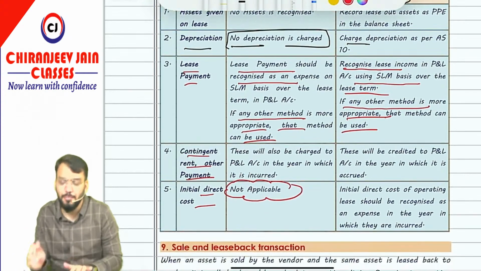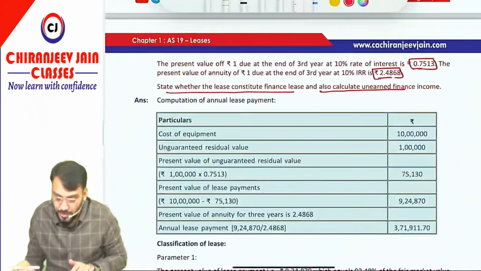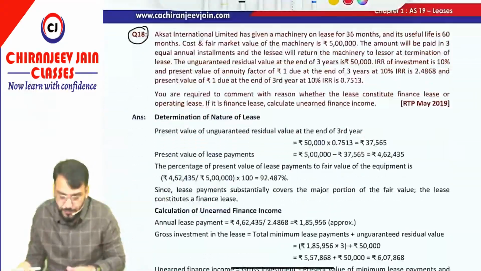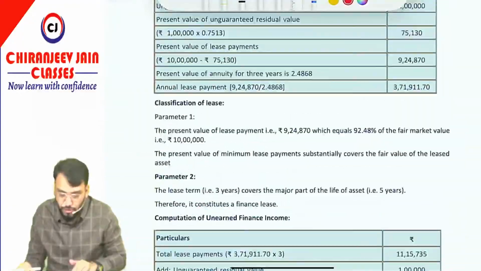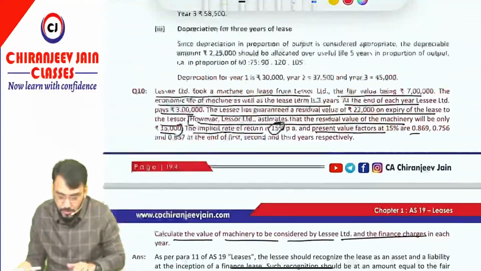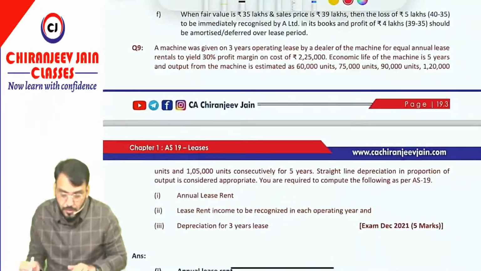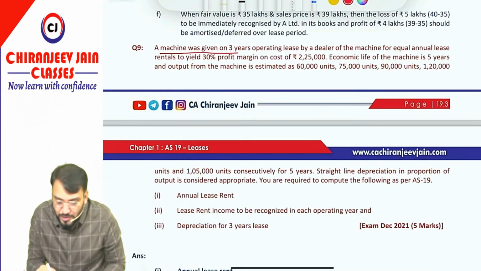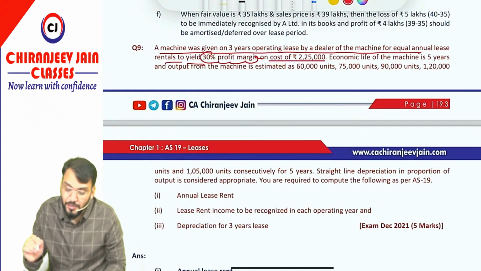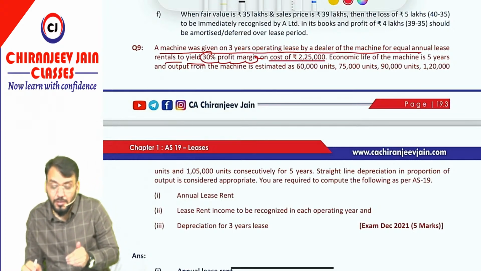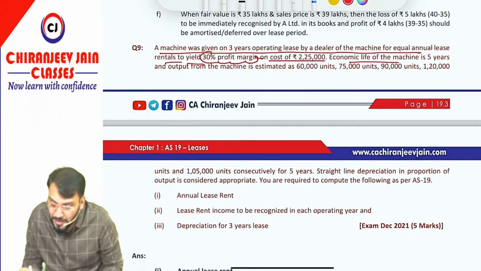So this is very simple. Let me take one question. That is an expected question in exam. The question is this. A machine was given on a 3-year operating lease by a dealer of the machine for equal annual lease rental to yield 30% profit margin on cost. It is given for 3 years, and the economic life is 5 years.